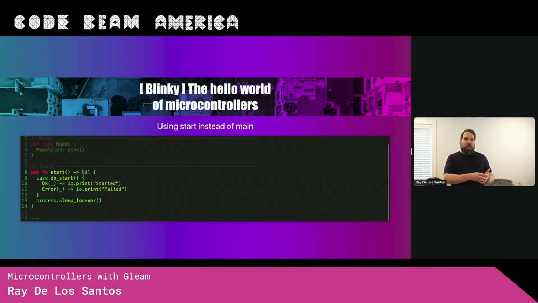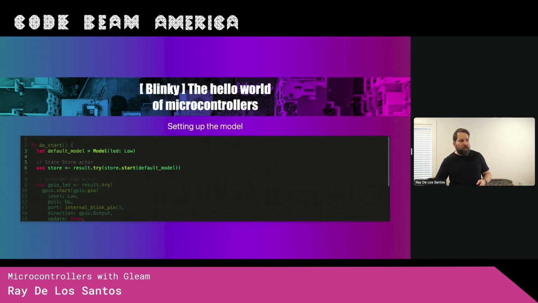Normally, in Gleam, a main function is the starting point of the program. But specifically for the AtomVM project, system and runtime, you need to set up a start function. And in here, we are doing something simpler. We are calling an internal function that is do start and process sleep forever. This is the start function.